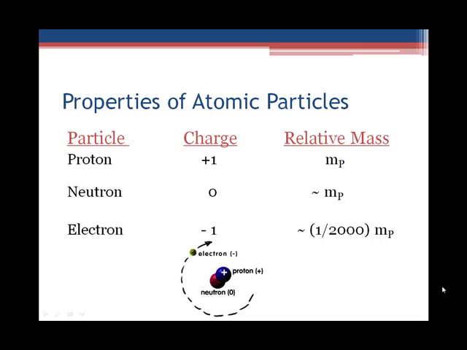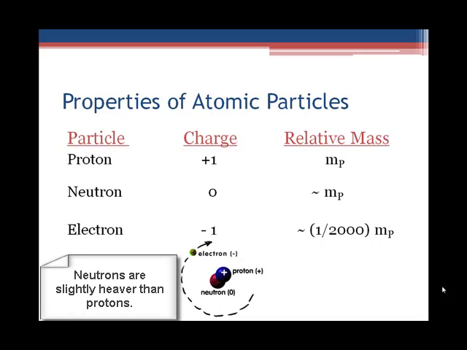Properties of atomic particles. Protons have a +1 charge. Neutrons have no charge. And electrons have a -1 charge. Electrons are approximately 2,000 times lighter than protons or neutrons.